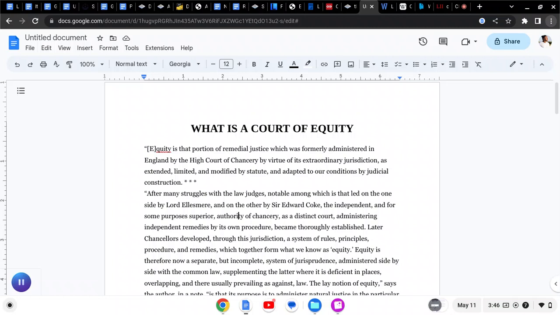So, what is a court of equity? Again, first off, all pleadings. Let me rephrase that. The initial pleading that invokes the court's jurisdiction in equity is called a bill in equity. That's what it's called. So, equity is the portion of remedial justice which was formerly administered in England by the High Court of Chancery. Remember what I told y'all, the court of equity, in England they called them a court of chancery, but in most places here, they would call it a court of equity, by virtue of its extraordinary jurisdiction as extended, limited, and modified by statute and adopted to conditions by judicial construction.